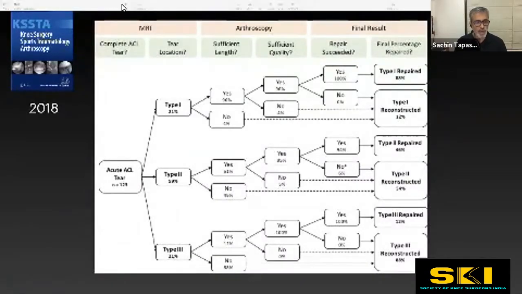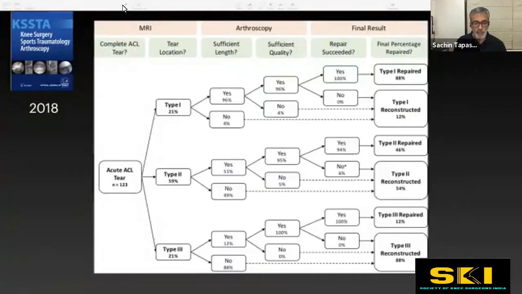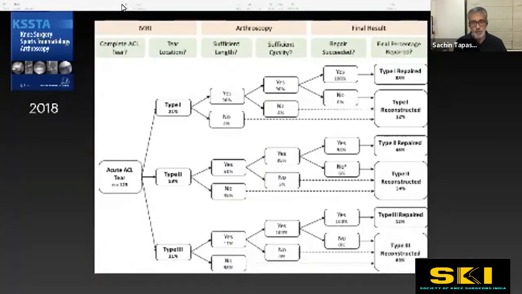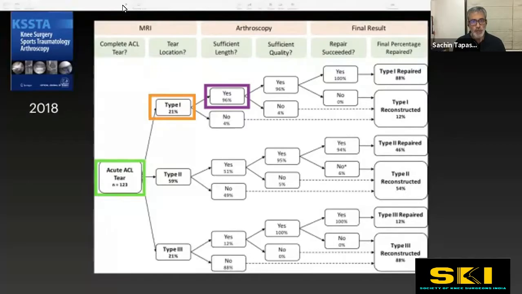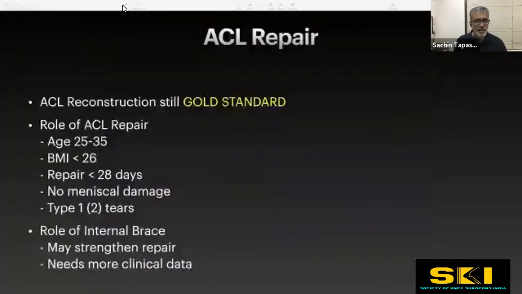And this is what the KSST paper shows. It takes patients who have an acute ACL tear, who have a BMI of less than 28, and of course no hyperlaxity. So you take all the acute ACL tears within the first 3 weeks. If they are a type 1 tear, then you want to see if you have sufficient length and sufficient quality of your ACL stump. If you satisfy these criteria and go ahead and do a repair, you will find that almost 88% of all type 1 tears can be repaired, and almost 20% of all ACL tears are type 1 tears, which is what this paper shows. So ACL reconstruction is still the gold standard.